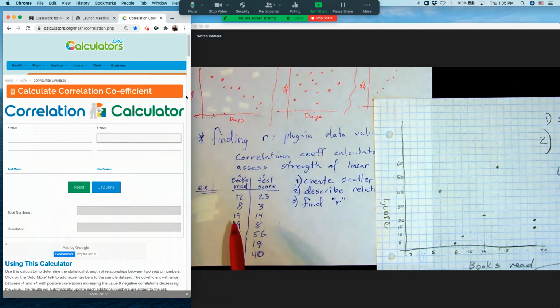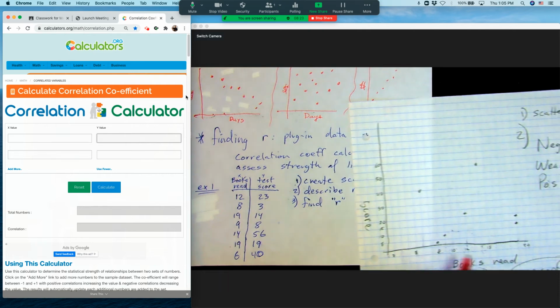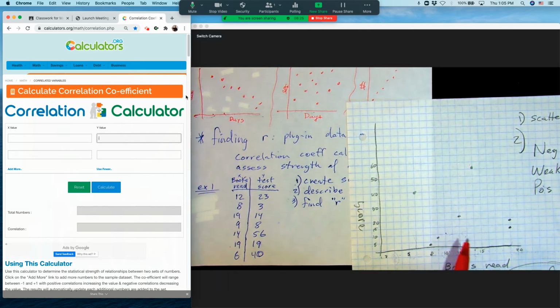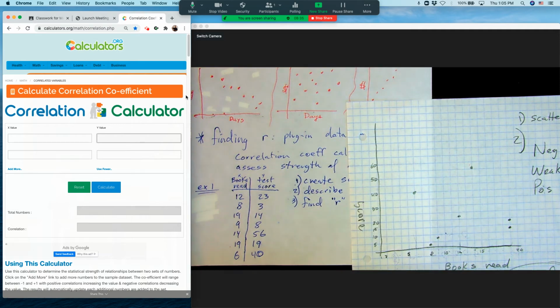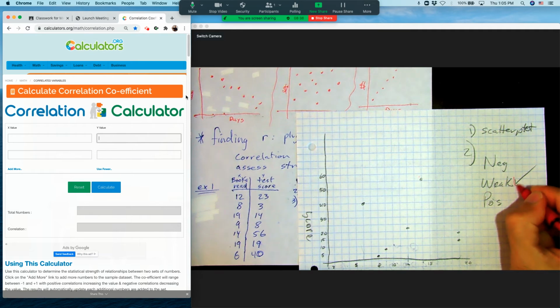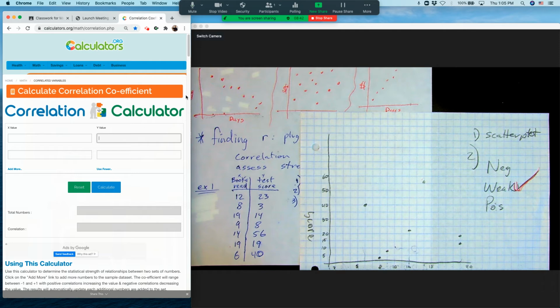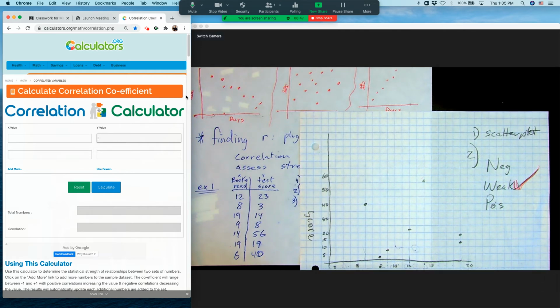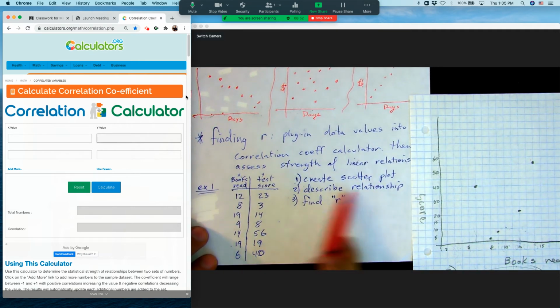And then the second question is describe the relationship. Is this a positive, a negative, or a weak relationship? I mean, where would you make your line? You can make your line here. You can make your line there. Someone can make it there. There could be all these different options. So when we did this during the lesson, we decided this is a weak relationship. I don't know my R value, but I know it doesn't really go in a line. So I'm going to say that it's a weak relationship. Okay, so that is the second part of what you have to do: create a scatter plot, describe the relationship.